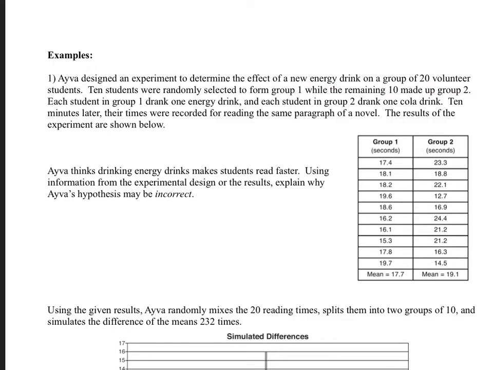Okay, let's do an example. All right, so I'm going to give you a second to read this. Okay. So I hope you took a second to read this. You have this study, and Ava thinks that drinking energy drinks makes students read faster. So this one was the energy drink, and this one was the cola. It says energy, it's EN. We have these means. Now, using this information from the experiment, explain why Ava's hypothesis may be incorrect. Well, we discussed this when we talked about biases and things like that.